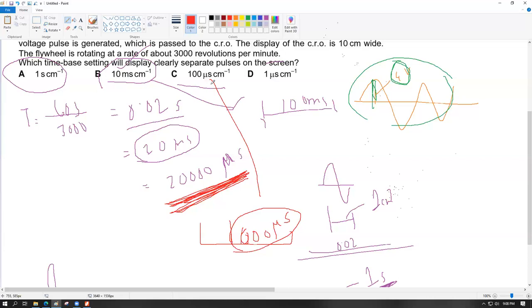I'm not going to do the calculation for 1 microsecond because I can see a pattern building up over here: as we are slowly reducing the time-base settings, the graphs are becoming bigger. If 100 microsecond cannot accommodate that one cycle, there's every reason that 1 microsecond should not be able to cover that either. So that's a given. I'm not doing the calculation part over here. I'm discarding option D as a rule of thumb. So B is the ultimate correct answer. Understood?